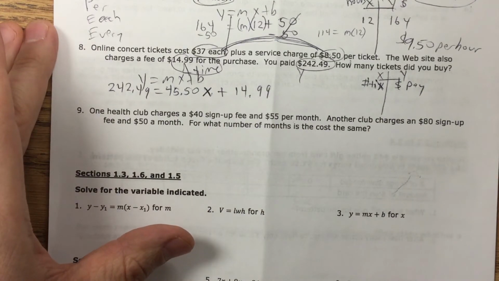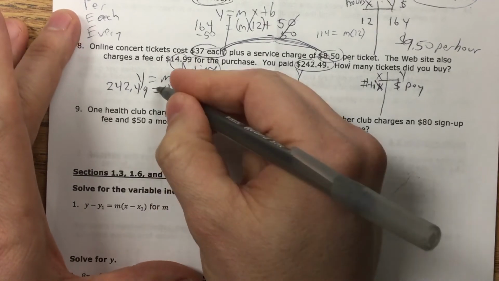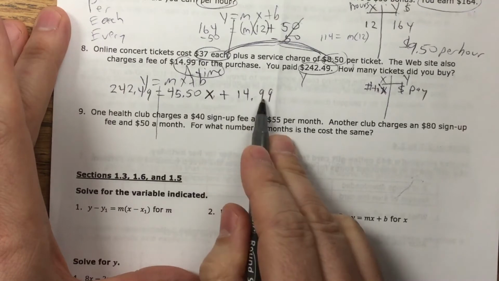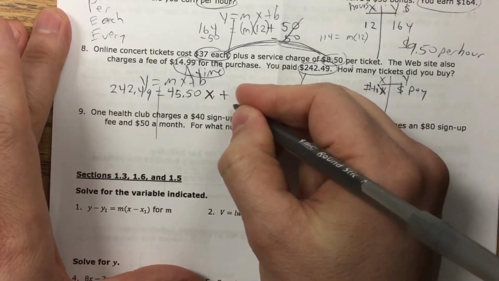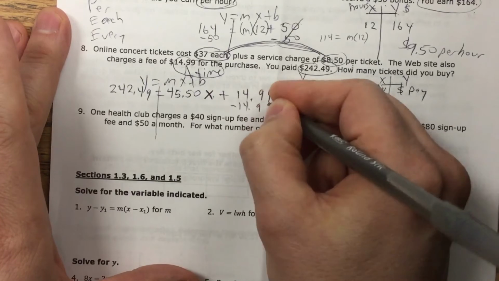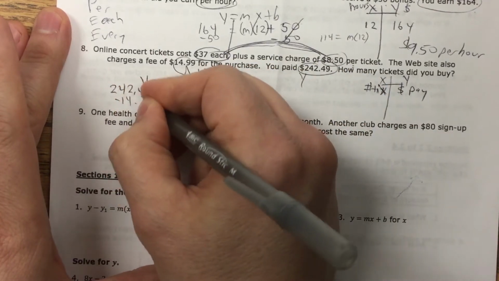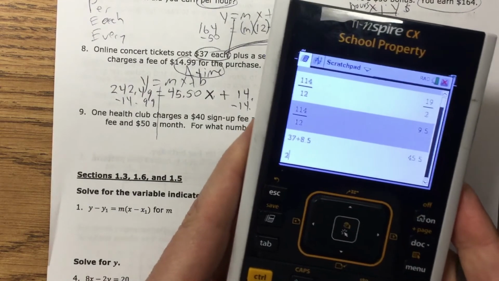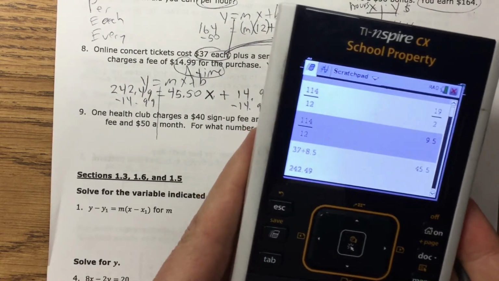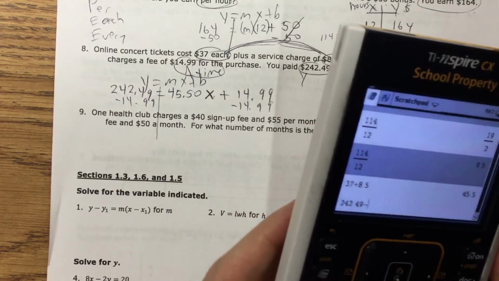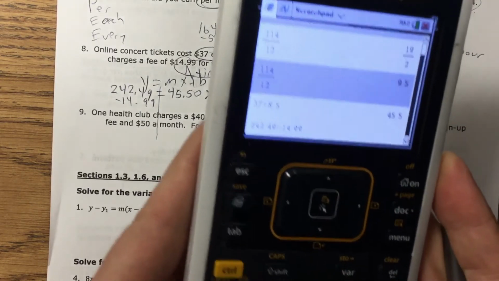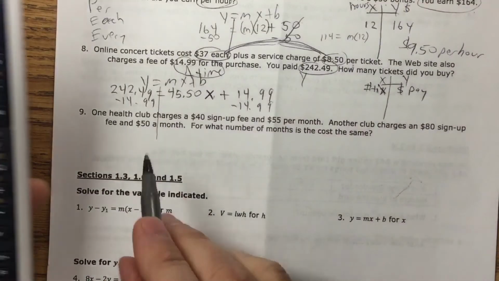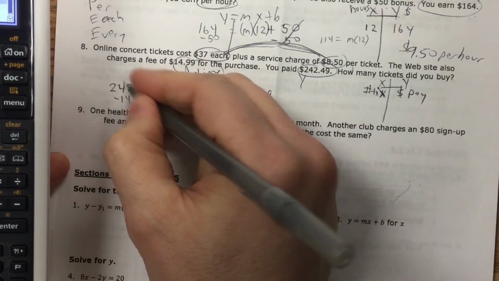Okay, let's go ahead and solve it doing the process just for practice. Okay, I need to get the X by itself. So this is added, opposite is subtraction. So I'm subtracting $14.99 from each side. So I'm putting in $242.49 minus $14.99, okay? I get $227.50. So that's over here, right?